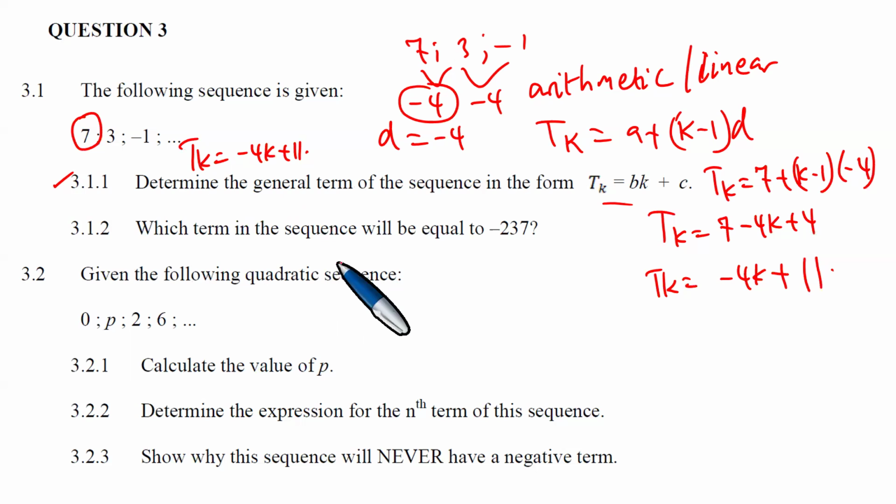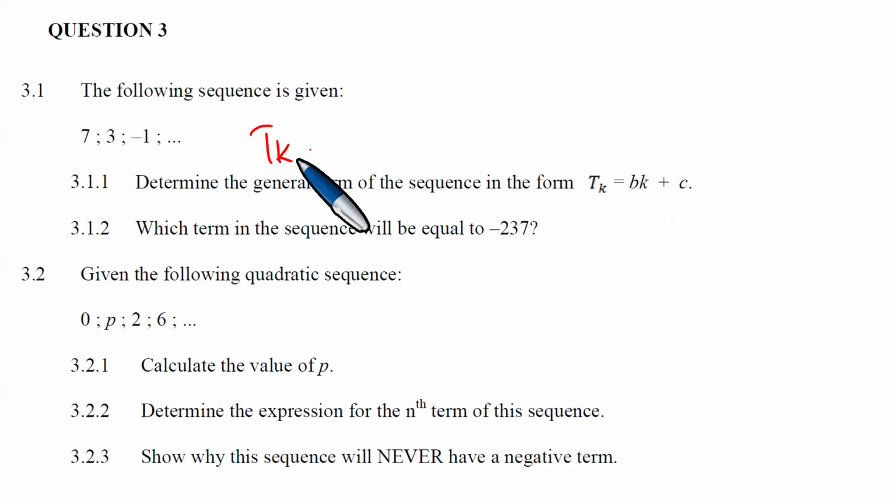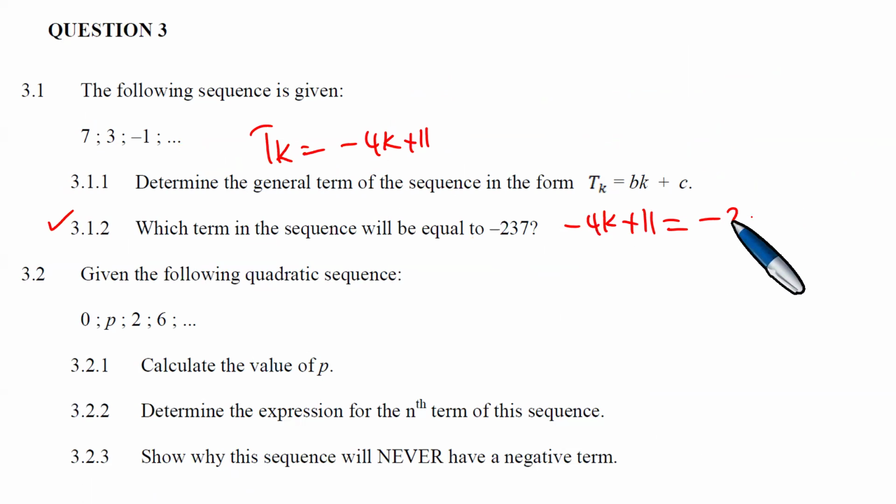Which term in the sequence will be equal to minus 237? What do we do here, and what is the first step? We substitute negative 237 into the tk place. Good. So we know that our tk is actually minus 4k plus 11. If they say which term in the sequence will equal that, we say minus 4k plus 11 equals minus 237, which means minus 4k equals minus 237 minus 11.